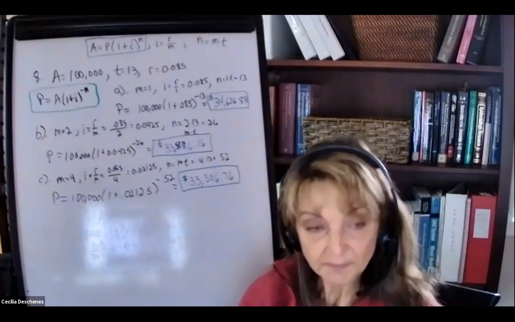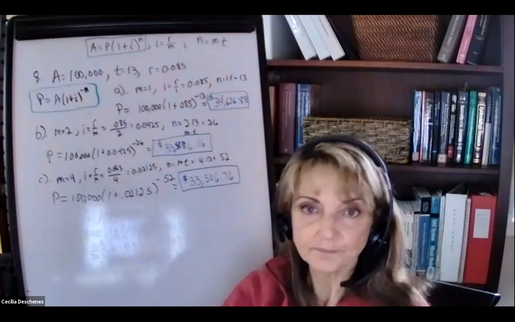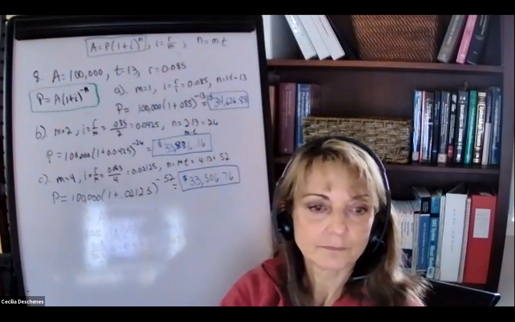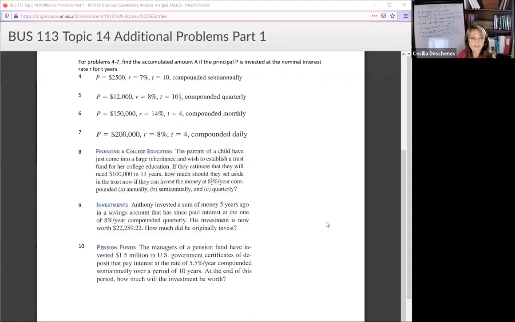Okay, so that was problem 8. Let's go on to problem 9, which reads, Anthony invested a sum of money 5 years ago in a savings account that has since paid interest at the rate of 8% a year, and it was compounded quarterly. His investment is now worth, so it's telling us the accumulated amount. How much did he originally invest? So once again, they're trying to get us to solve for the principal.